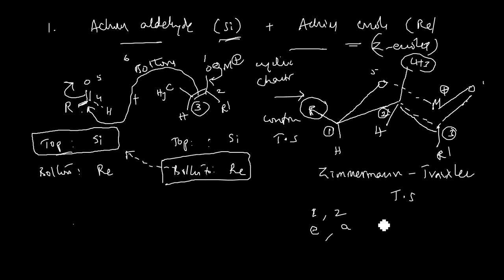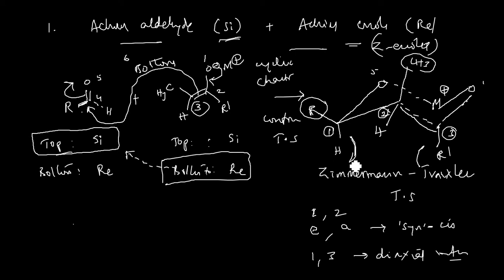So what happens generally in a cyclic chair conformation? The 1,2 equatorial and axial is always syn or cis, right? Okay, next consider the first and the third positions. There are diaxial interactions. Consider the diaxial interactions between these two.